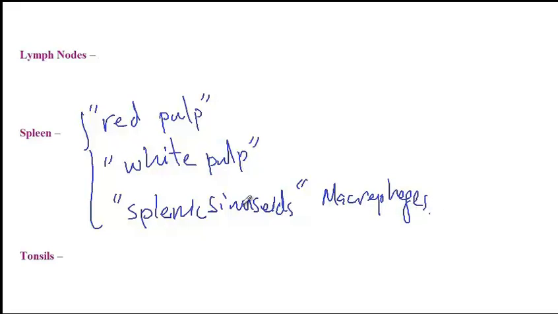And as red blood cells are being squeezed through splenic sinusoids, macrophages will recognize those red blood cells that are old or damaged and will destroy them. Therefore, spleen is the major site for destruction of old or damaged red blood cells.